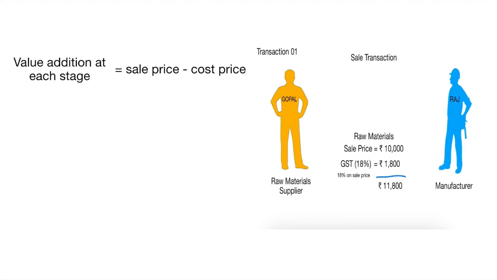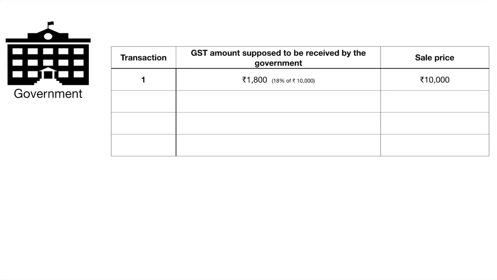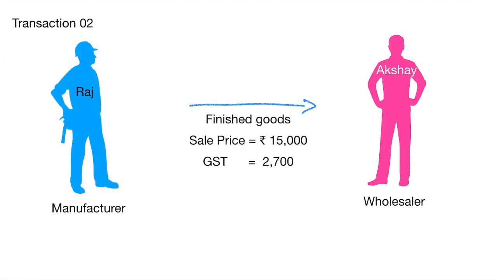So applying the formula we can say that the value addition done in this case is rupees 10,000. That is sale price 10,000 minus cost price, which is 0. Comes to 10,000. So GST will be 18% on 10,000. That is 1,800. And this amount will be paid to the government by Gopal as GST. So no change here from the first transaction. Let us go to the second transaction.